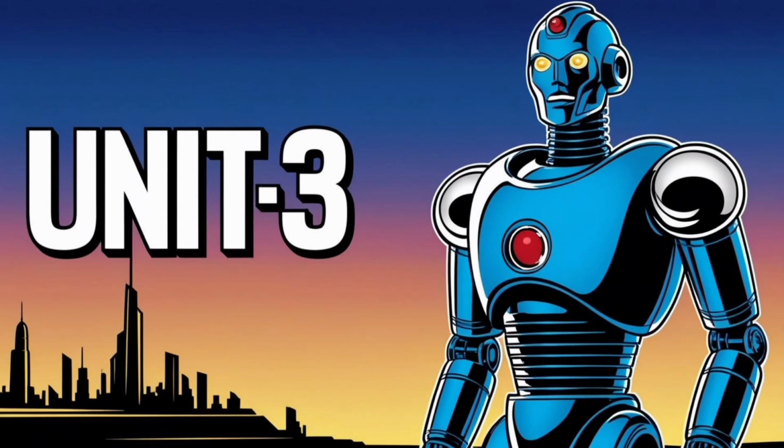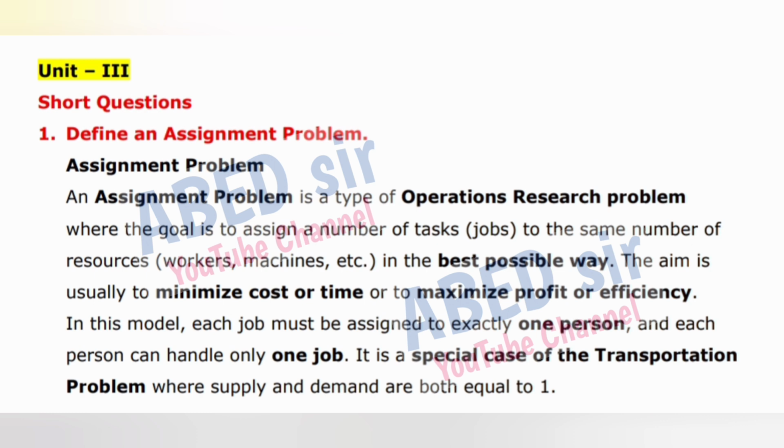Unit 3, first important short question: define an assignment problem. An assignment problem is a type of operations research problem where the goal is to assign a number of tasks or jobs to the same number of resources, workers, machines, etc., in the best possible way. The aim is usually to minimize cost or time, or to maximize profit or efficiency. In this model, each job must be assigned to exactly one person, and each person can handle only one job. It is a special case of the transportation problem where supply and demand are both equal to 1.